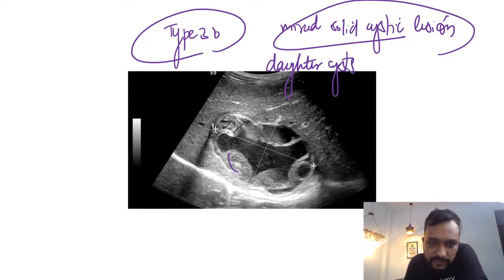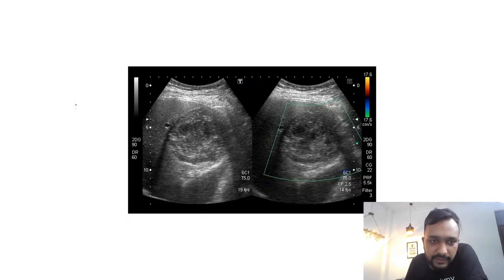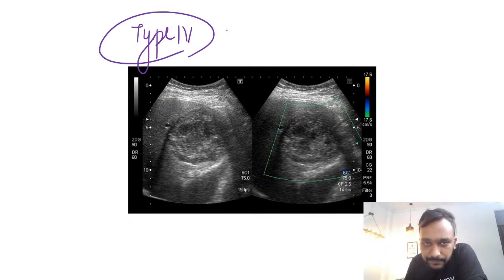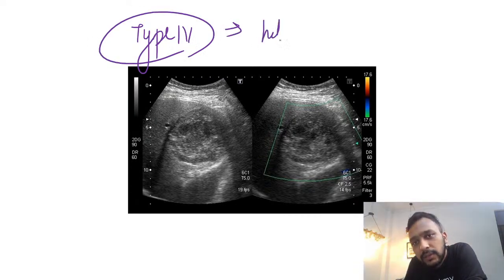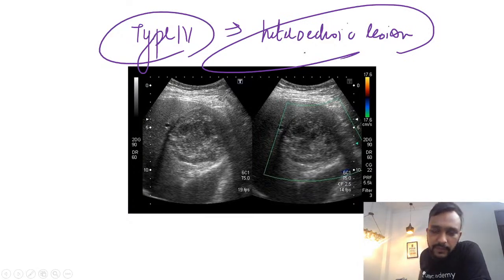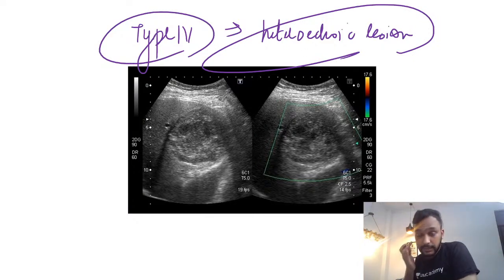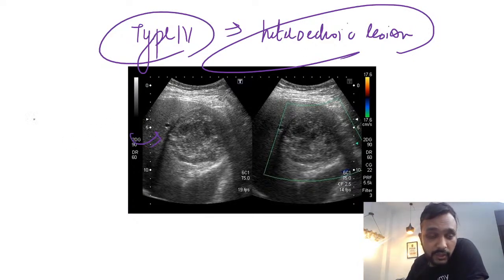Okay, so guys, this is how your solid component looks like. This is how the cystic component looks like, and these are your few daughter cysts that are seen within this hydatid cyst. Type 4 is your heteroechoic appearing lesion.